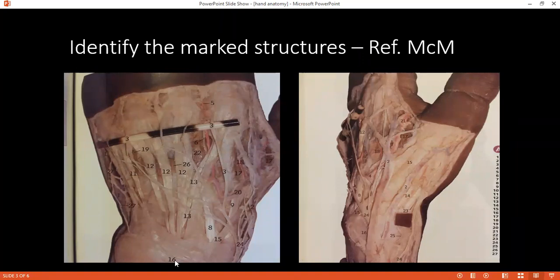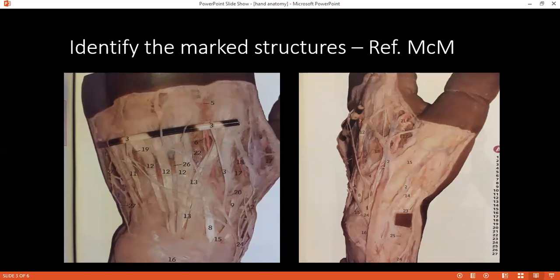Can you identify 16 over here, please? It is extensor retinaculum. Can you please tell me the attachment of the extensor retinaculum? It is attached medially to the pisiform and hook of the hamate, and laterally to the lower end of the radius.